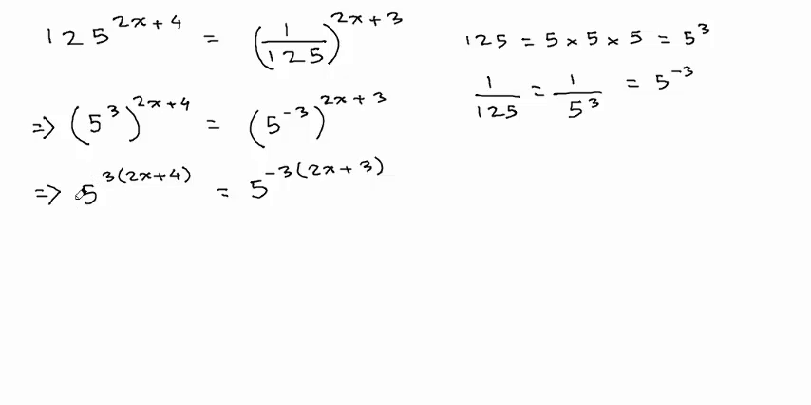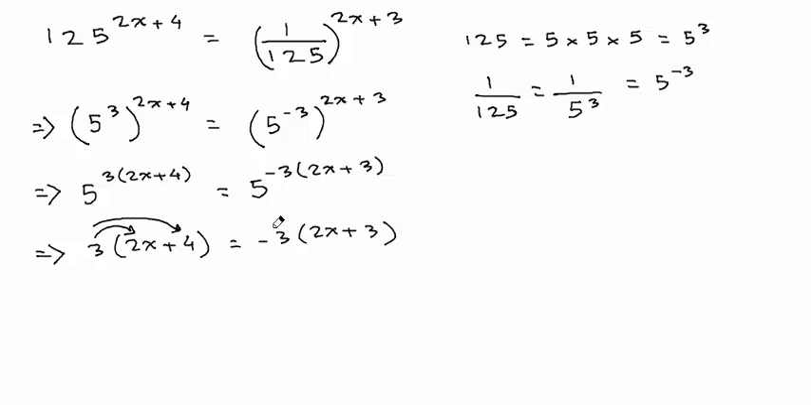Now that we see that it's a 5 on the base on both sides of the equation, we can say that the exponents have to be equal. Therefore, 3 times 2x plus 4 is equal to negative 3 times 2x plus 3. Let's distribute the 3 on this side and the negative 3 on this side. So we have 3 times 2x is 6x plus 3 times 4 is 12 is equal to negative 3 times 2x is negative 6x. Negative 3 times positive 3 is negative 9.